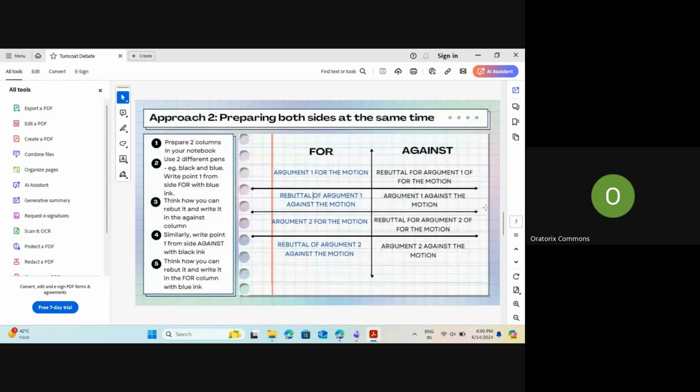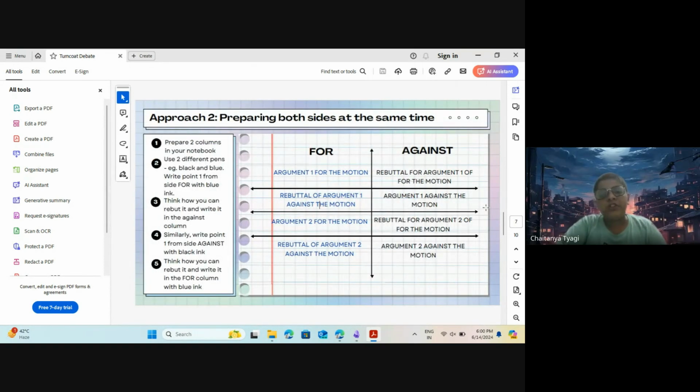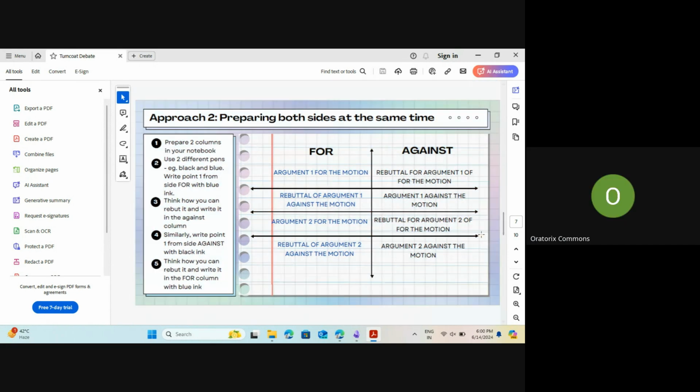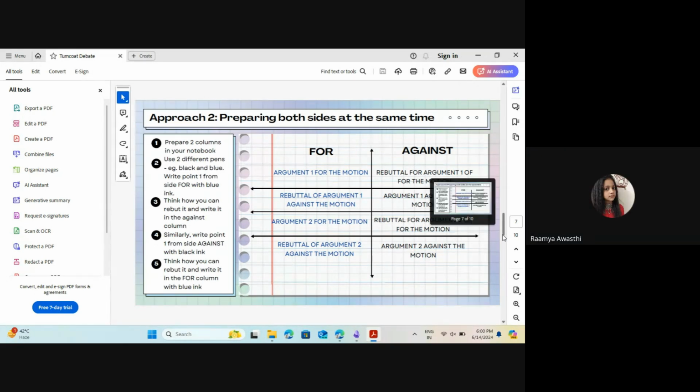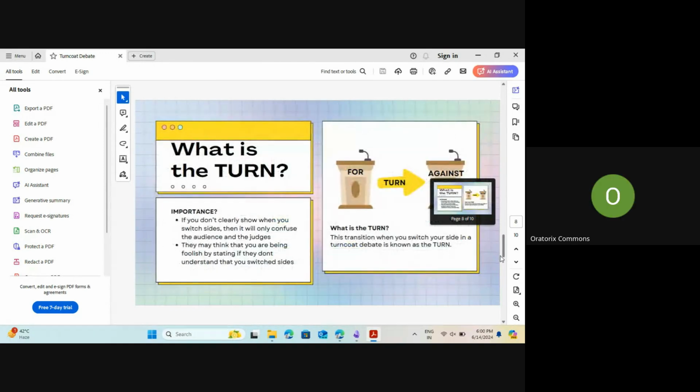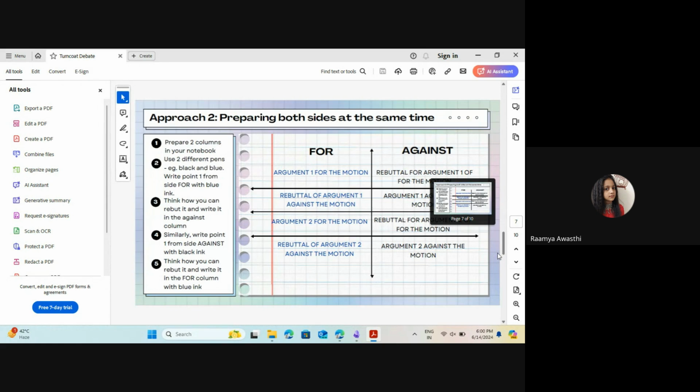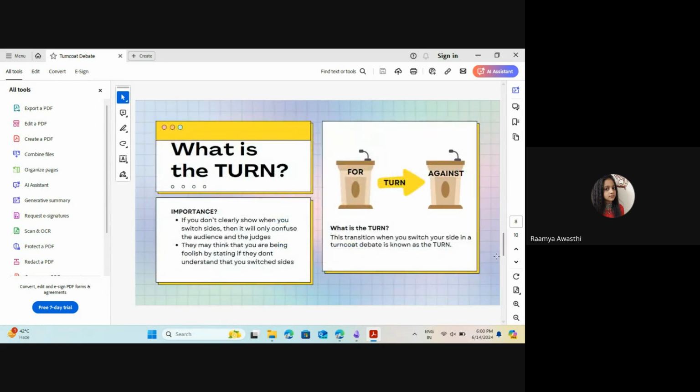Yes, Chaitanya. Sir, tomorrow's debate, the competition debate, will it be a turn code or the normal one? That will be a turn code. Excuse me, sir. Yes, Ramya, quickly. Sir, in the remaining time, can we do examples, please? We will come to that, but let this finish first.